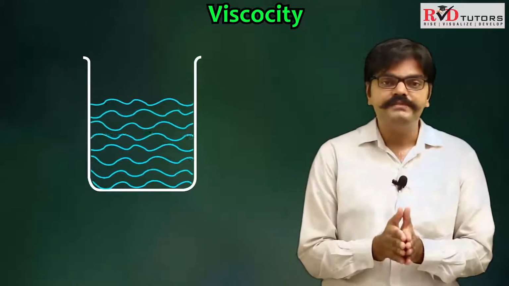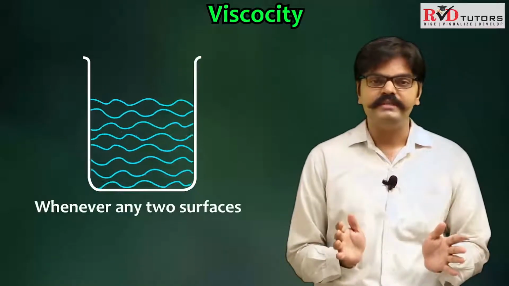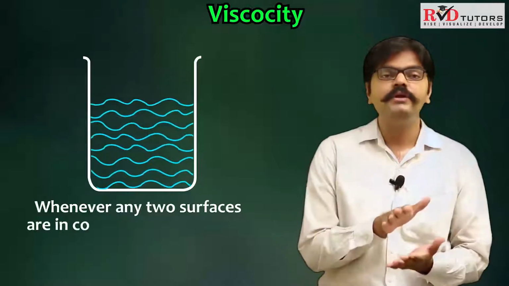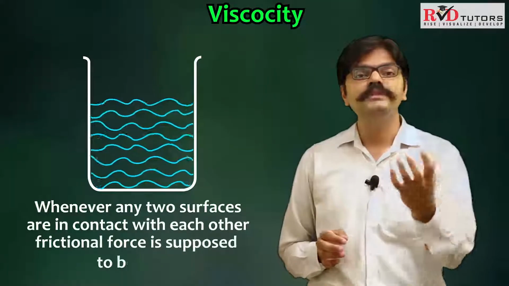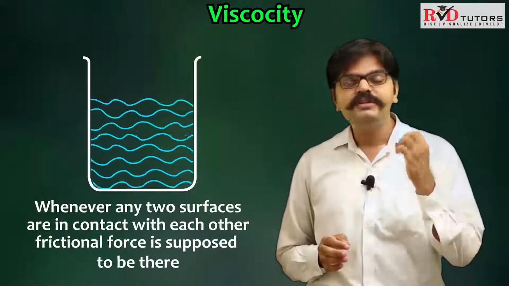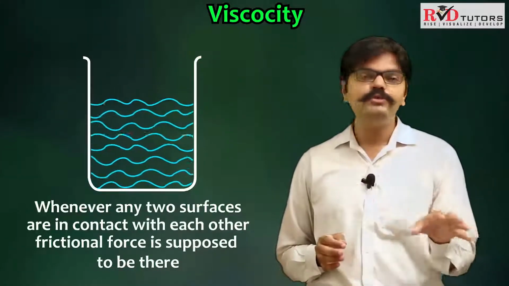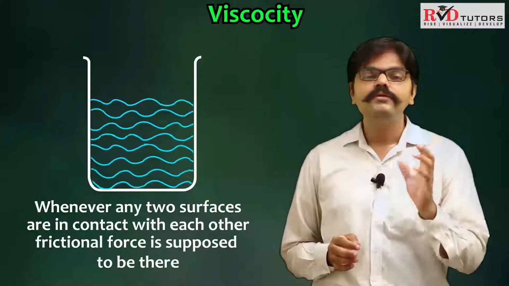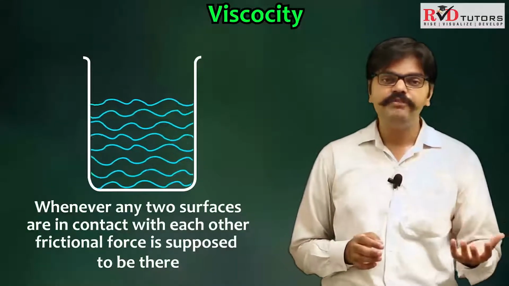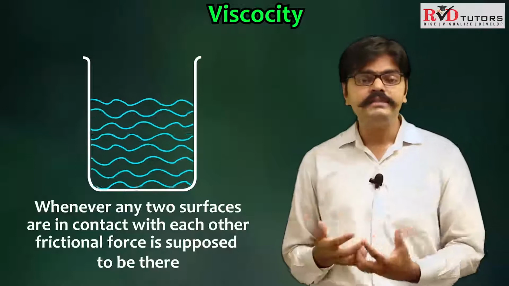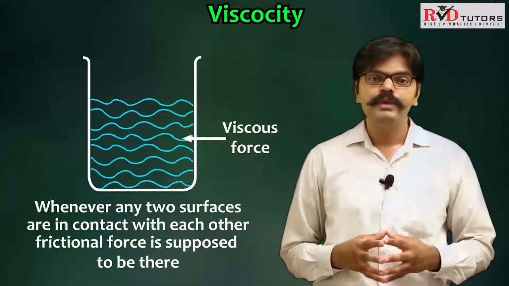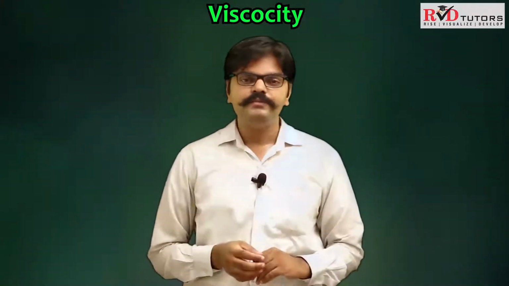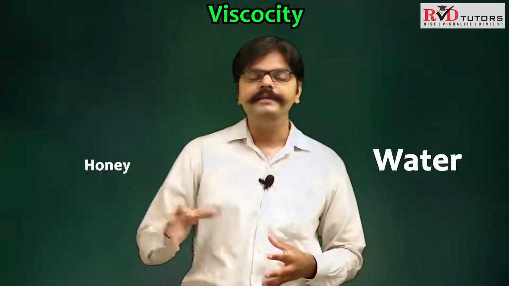And what physics believes is that whenever any two surfaces, of any material, are in contact with each other, frictional force is supposed to be there. Now, whatever frictional force is there between any two surfaces of a liquid, we don't refer to it as frictional force. Since we are talking about liquids, we name it viscous force. Now, here is an example. Take two liquids, for example, water and honey.